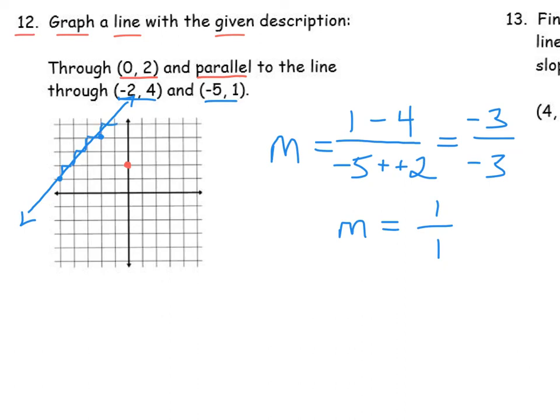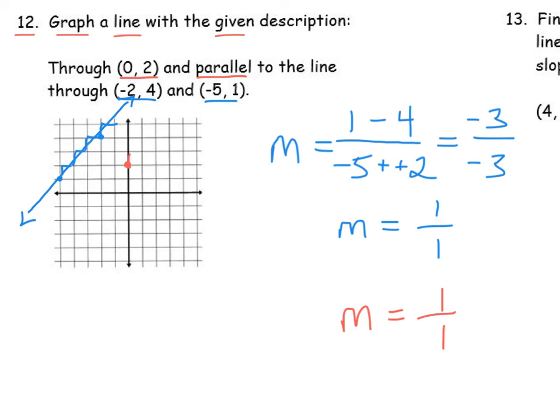Okay, next let's focus on that red point. So I know it's going to be parallel, so I know my slope is going to be the exact same thing as the blue line. So now I need some other points to graph this line. So I can do the same thing I did with the blue line.